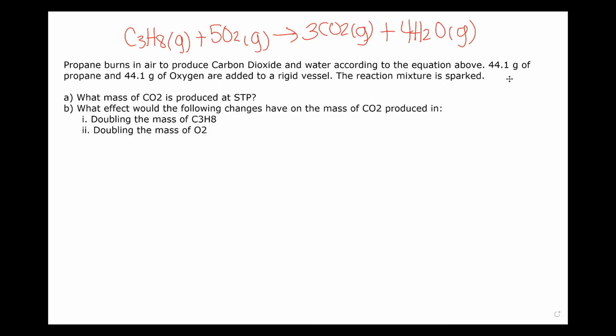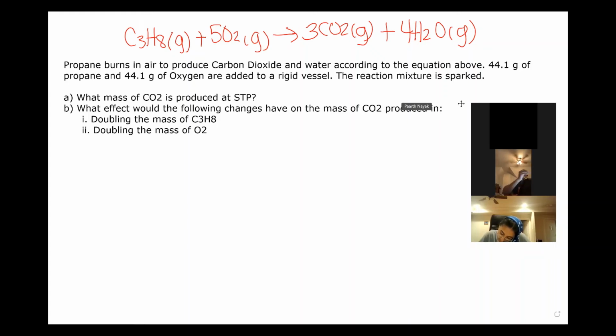Okay, so here is a kind of difficult stoichiometry reaction problem from an AP exam. You can read the question, and the first question asks, what mass of CO2 is produced at STP? We know that 44.1 grams of propane, and propane is C3H8, and 44.1 grams of oxygen are added to a rigid vessel. If you didn't know that propane is C3H8, you can take context from the reaction. There's only 2 things reacting, oxygen and propane, so obviously C3H8 would have to be propane.